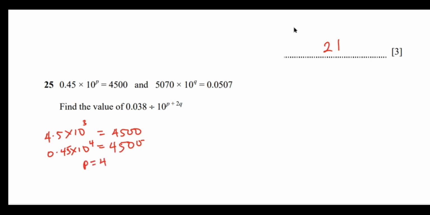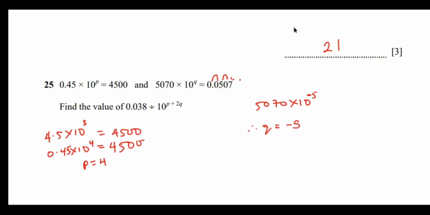Then we come to q. This will give us this. So first of all, let's express this in standard form. Let's see, if I count 1, 2, 3, 4, then 5, that will give us 507 times 10 raised to the power minus 5. Minus 5 will give us this. Counting minus 1, minus 2, minus 3, minus 4, and minus 5, that makes q equal to minus 5.